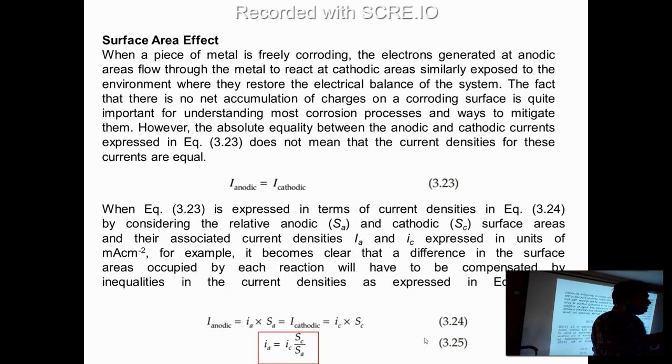Now, I just rearrange those things. What will I get? iA is equal to iC into SC by SA. How did I get that formula? I just rearranged it. Now iA is equal to iC into SC by SA. Now that SC by SA, what is SC? Surface area of the cathode. What is SA? Surface area of the anode.